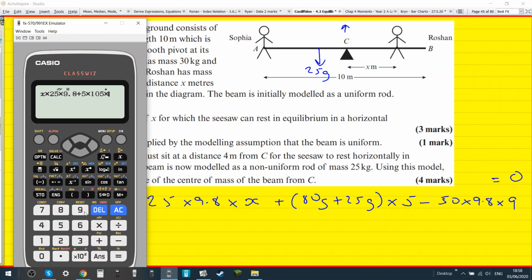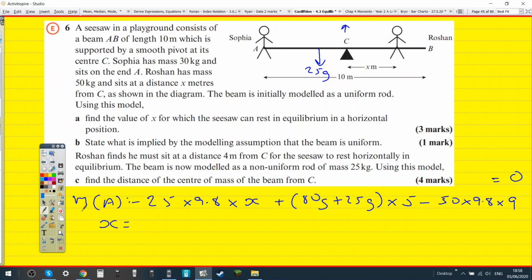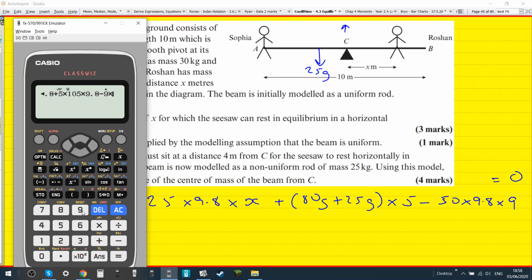Let's see. So this one goes, that's plus 5 times, those guys are 80, so that's 105G. 5 times 9.8. And then that guy is minus 9 times, was he 30G? Sophia is 30G and he's 50G. Roshan 50G. 50 times 9.8. I don't know if that's male or female. Shift, solve, lucky 7. I get minus 3.